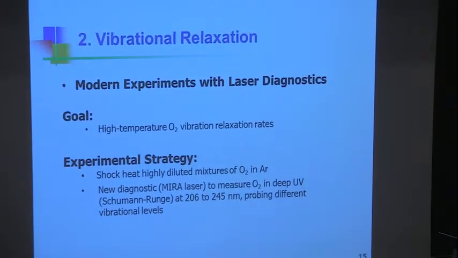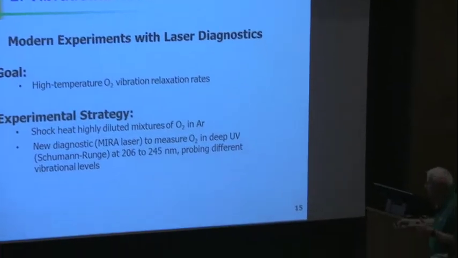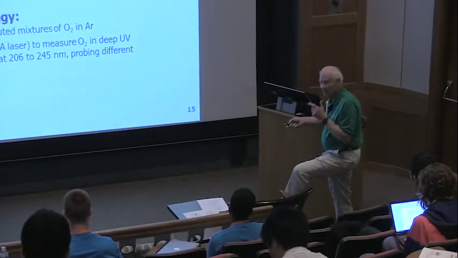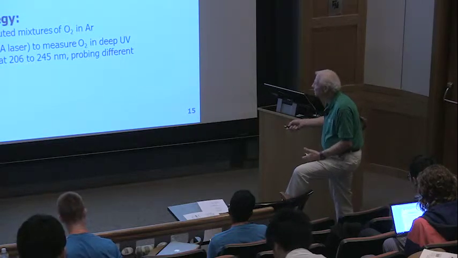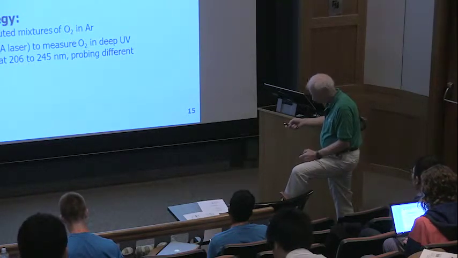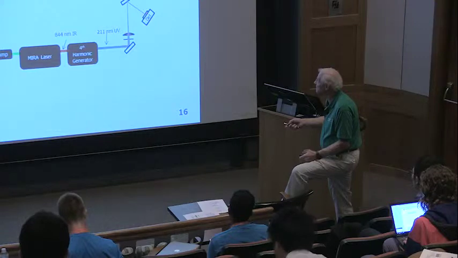So we calculate the spectrum of oxygen in that region, we pick a wavelength, and by changing wavelength, we can actually measure the population density in different vibrational levels. That's the trick. Why? That's because it's not harmonic, it's anharmonic. So we can actually probe different vibrational levels by playing this trick. Now, this is not an easy trick. It took us some years to do this.